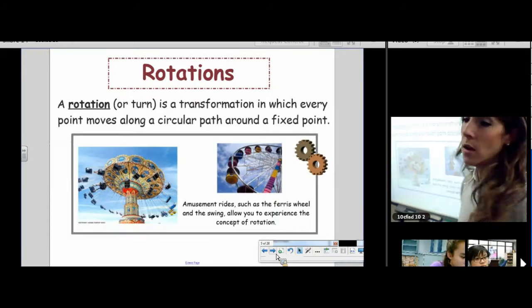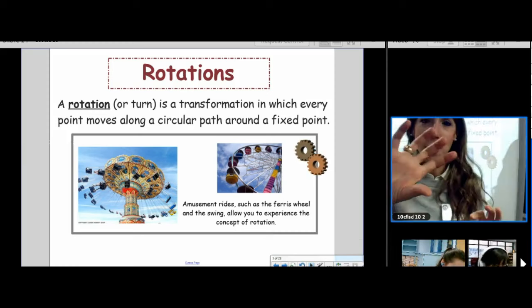Okay, so yesterday we did translations and reflections. So if you have your little vocab sheet out, you're going to fill in the blank. You're going to fill right here, this blank. A rotation or a turn is a transformation in which every point moves along a circular path around a fixed point. So you're just writing the word circular.